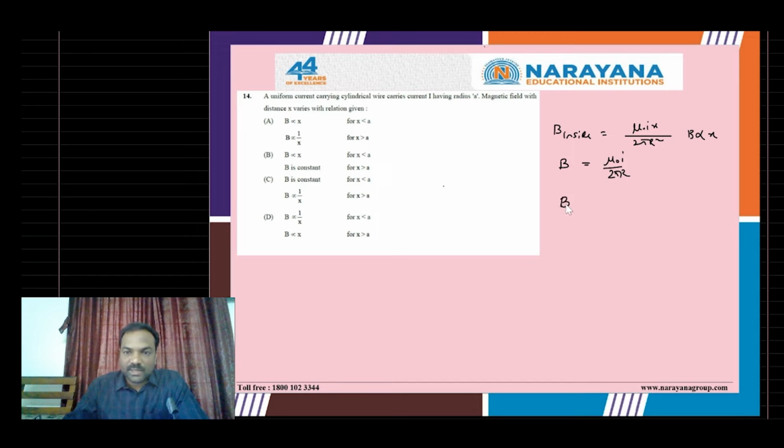Whereas outside you will get mu naught I by 2 pi small r. So that means outside the magnetic field is inversely proportional to r, or you can say x, anyway distance is x. Here in terms of x we are able to see, and on the surface it is maximum. Inside it changes linearly. So what is the correct answer? Inside and outside, nowhere will it be constant. Inside it will be proportional to x, outside it is inversely proportional to x. Then option A will be correct.